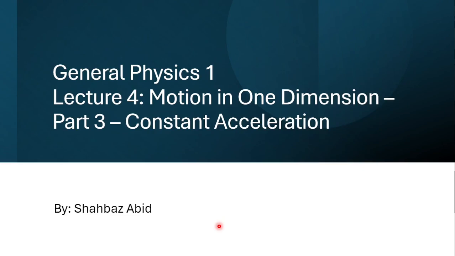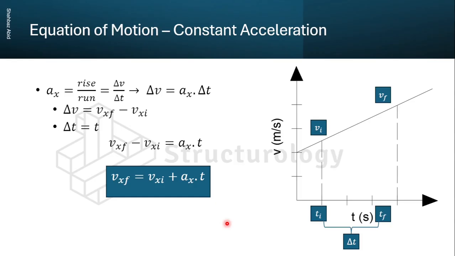In the previous lecture we derived an equation of motion for constant velocity and solved some examples. We are going to do the same thing for constant acceleration in this lecture. When acceleration is constant, the velocity versus time graph is going to be a linear graph. So, to derive the first equation of motion for constant acceleration, let us consider this velocity versus time graph.